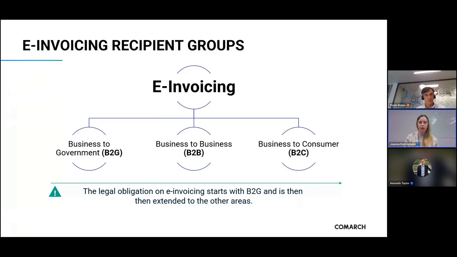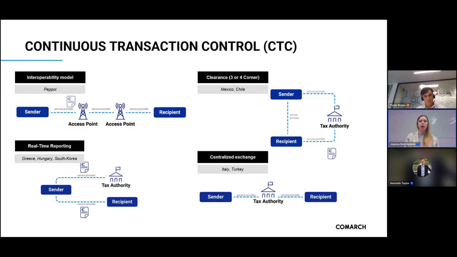And the latest regulations are those concerning, for example, retail sales, when companies are obliged to report transactions made with individuals. So we are talking here about B2C, so the business to consumer part. When it comes to the models in which invoicing is being implemented, they mostly belong to the group of centralized transaction model, so CTC, where a tax authority-owned platform handles the whole exchange of invoicing between buyers and sellers. But as I've already mentioned, Germany is going to be an exception from this rule.